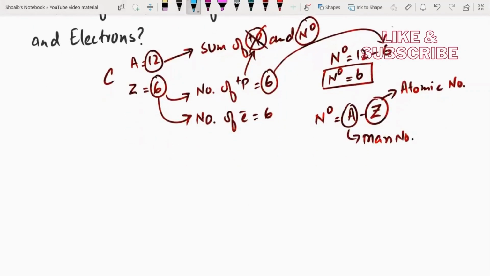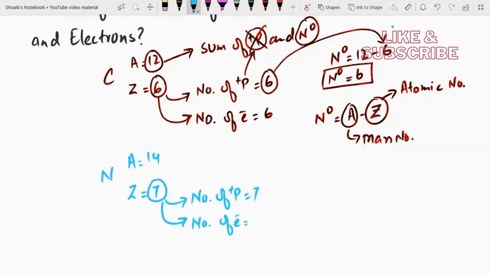Next example, a quick one. Nitrogen. The mass number for nitrogen is 14. The atomic number for nitrogen is 7. The atomic number gives you the number of protons. So the number of protons in nitrogen is 7. As nitrogen is a neutral particle, the number of electrons is also 7. The mass number is the sum of protons and neutrons. So we have the formula N naught is equal to A minus Z, where A is 14 and Z is 7. So the answer is 7.